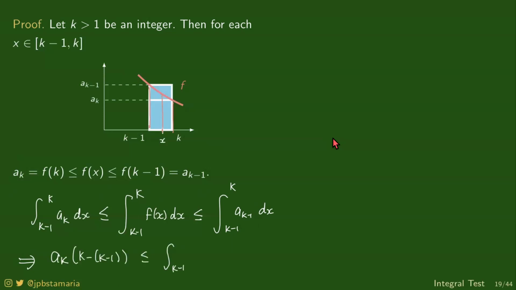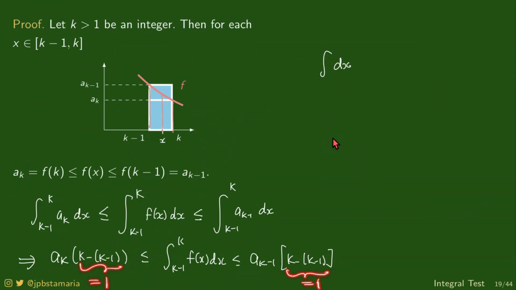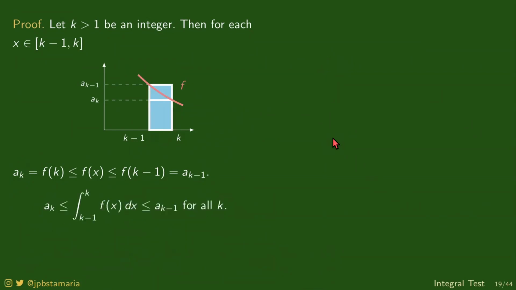Ganyan siya. Kasi ito, lalabas yung a sub k minus 1, integral ngayon ng dx, di ba? So, x from k minus 1 to k. So, ganyan ulit. It turns out na ito ay 1. 1 lang to. Ano mangyayari? Aha. Mangyayari ito. Yung integral ng f of x mo from k minus 1 to k is somewhere between a sub k and a sub k minus 1.